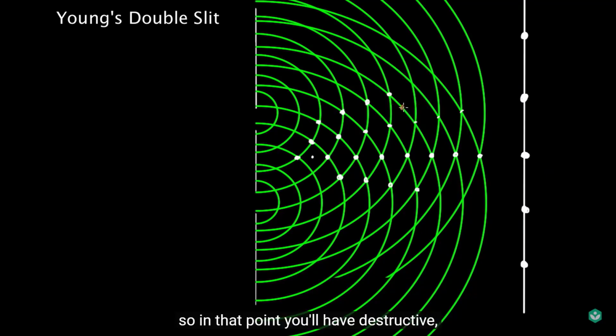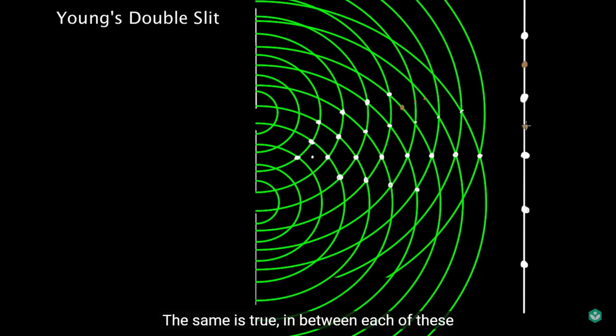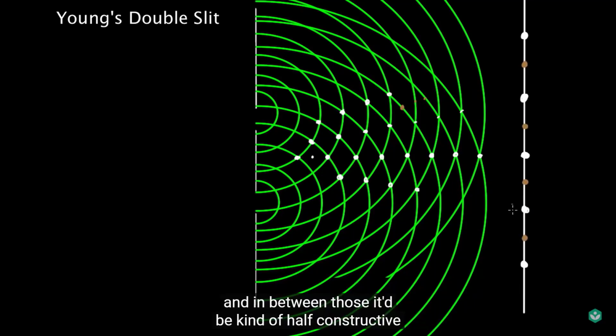So at that point you have destructive interference because the peak is matching up with the valley, and this would be destructive and this would be destructive. So in between here you get a destructive point. The same is true in between each of these perfectly constructive points. You get a perfectly destructive point. In between those it'd be kind of half constructive, half destructive.